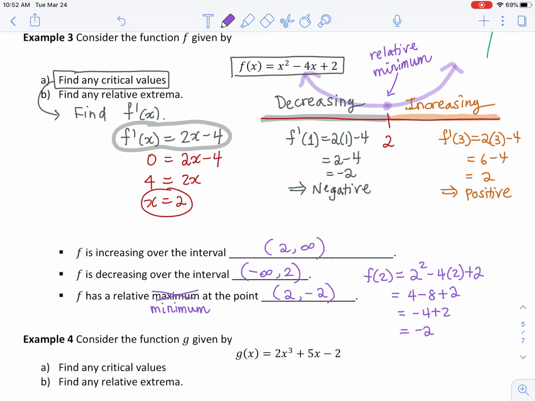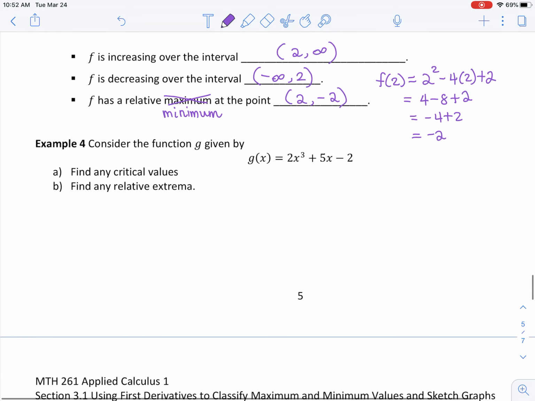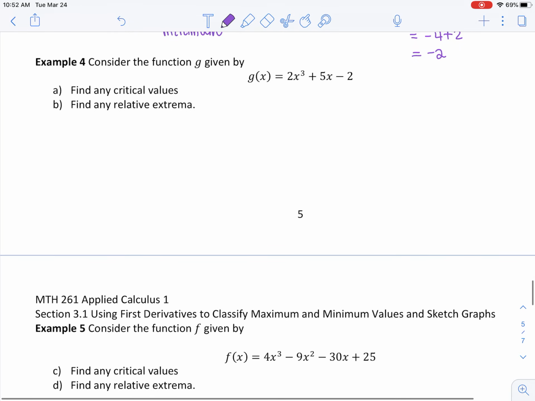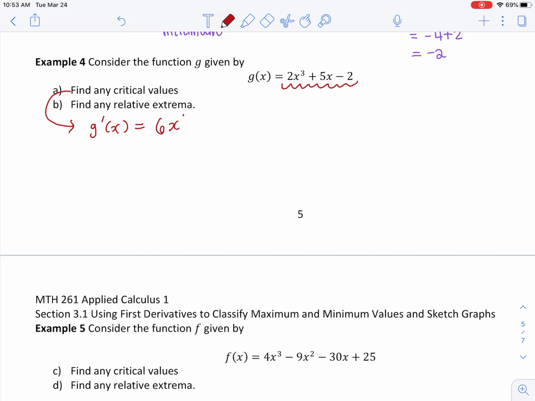All right, let's try one more, example number 4. Consider the function g given by g of x equals 2x cubed plus 5x minus 2. It's really similar to the one that we just did, but I wanted to put this one up here because this is a little different case. Find any critical values. So you want to find g prime of x first. Take the derivative of this for me. What's that going to be? 6x squared plus 5, right?